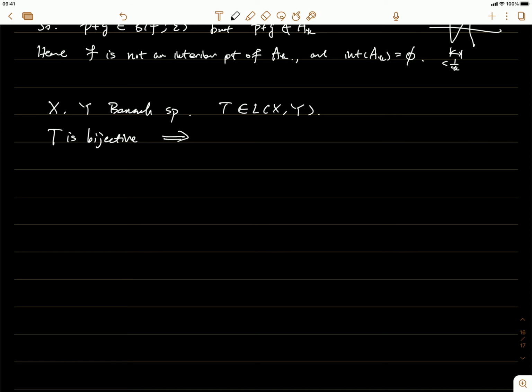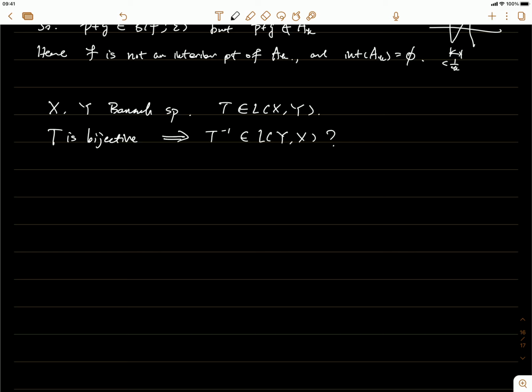And the question is, in this case, I will have the T inverse. And it is pretty easy to show that T inverse is also linear, right? Because T is linear, this implies that T inverse exists, and it's also linear from Y to X. But the question is, do we have this? We know this is linear, but we don't know if it's bounded or not.